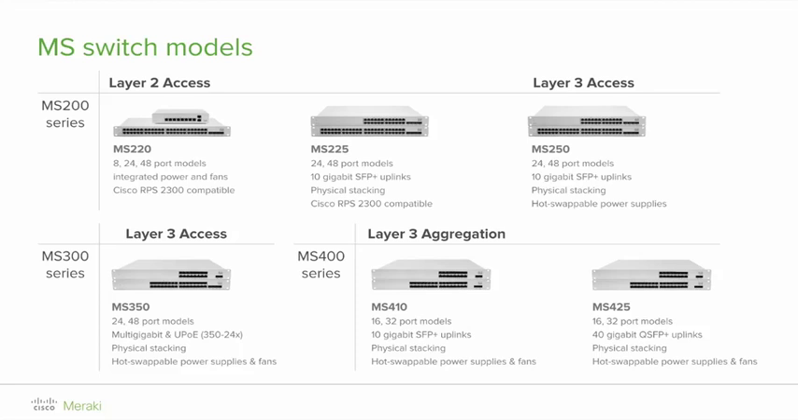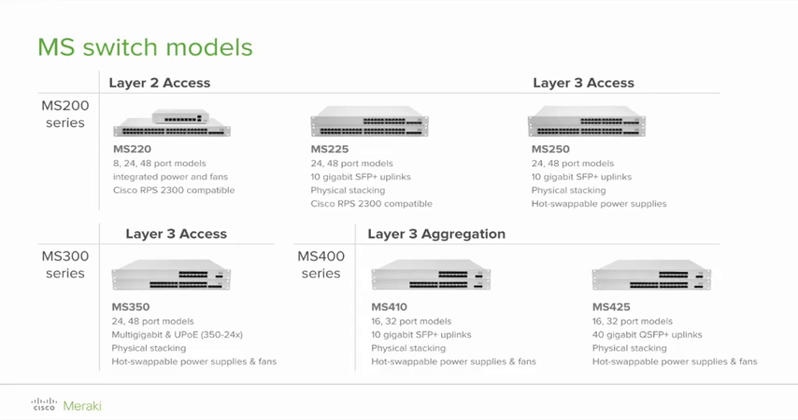The MS225, which is considered a 2.5 layer switch because of its ability to do static routing, has 10 gigabit SFP+ uplinks, and also has two stacking interfaces with up to 80 gigabits of stacking bandwidth. Moving to Layer 3 with the MS250, very similar to the MS225, however, it also has the ability to do dynamic routing and has hot swappable power supplies.